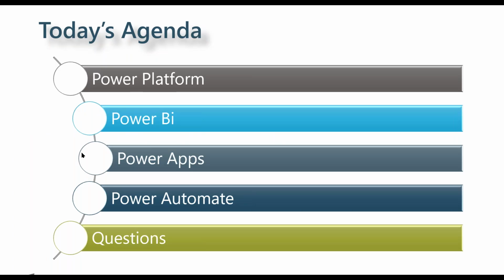All right, let's talk a little bit about what we're going to look at today. We're going to talk about the Power Platform, specifically three components of the Power Platform. We're going to talk about Power BI, Power Apps, and then Power Automate, which is the new name for what was called Microsoft Flow before.